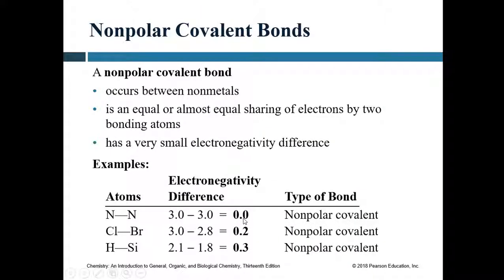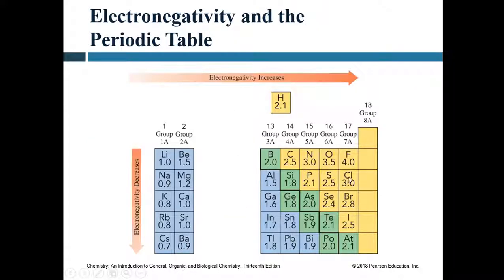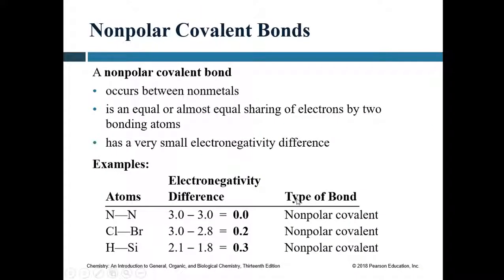Well, obviously that's 0. They're going to share it equally, considered nonpolar covalent. Well, let's look at chlorine to bromine. So here's chlorine and here's bromine. You go, well, they're not exactly the same. No, they're not. However, 0.2 difference really isn't quite enough difference to make it be polar, and we'll explain that in a little bit. So it's still considered nonpolar covalent.